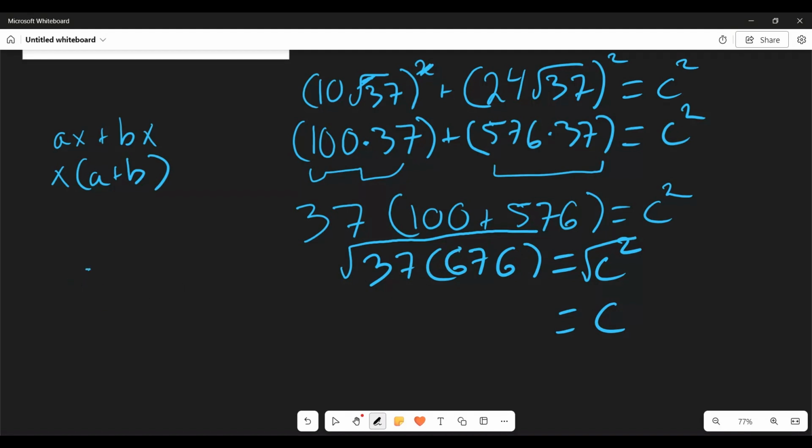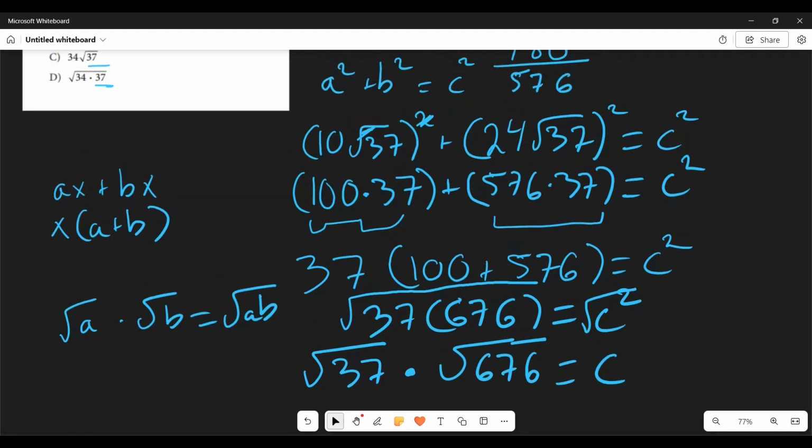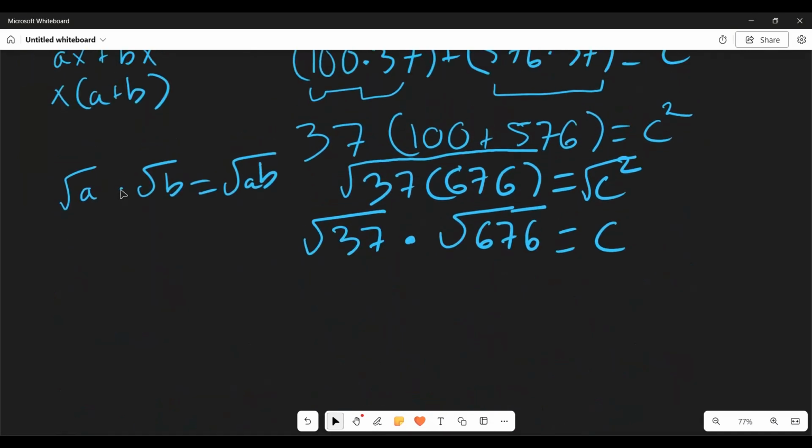What I mean by that is if we have the square root of a times the square root of b, that is the same as the square root of a times b. So we can utilize this property of radicals to our advantage and rewrite this as the square root of 37 times the square root of 676. Now we have our root 37 out by itself in its own term, which is what we wanted, because all our answers are in terms of root 37. And we just need to find the square root of 676.